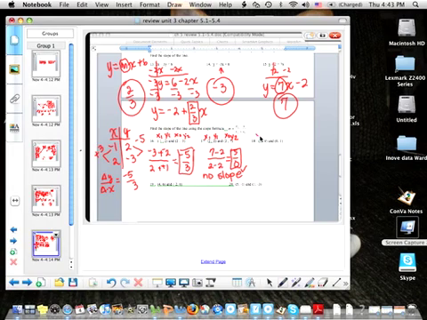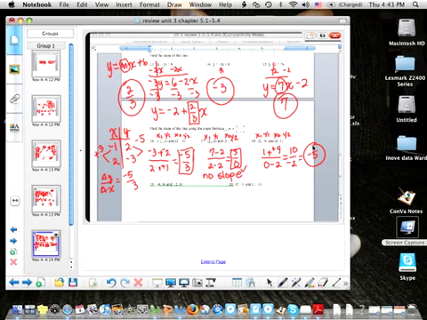Okay? This is x1, y1, x2, y2. So to plug into my formula, I'm going to have 1 minus negative 9 over 0 minus 2. If I fix this, I'll have 10 on top, and I subtract on bottom, I get negative 2. Therefore, my slope is negative 5.